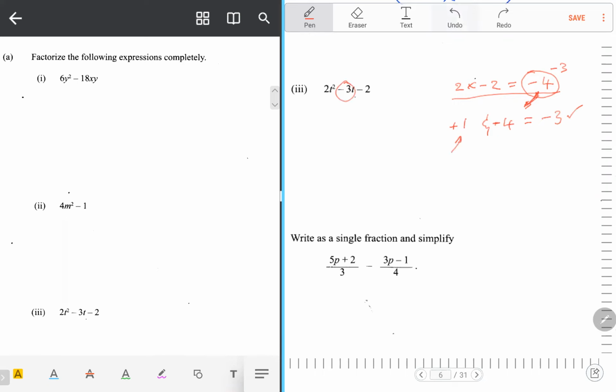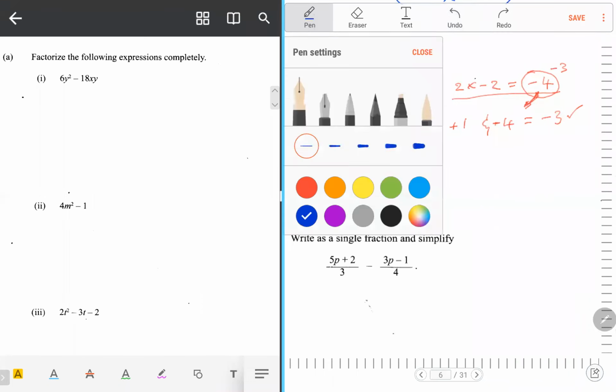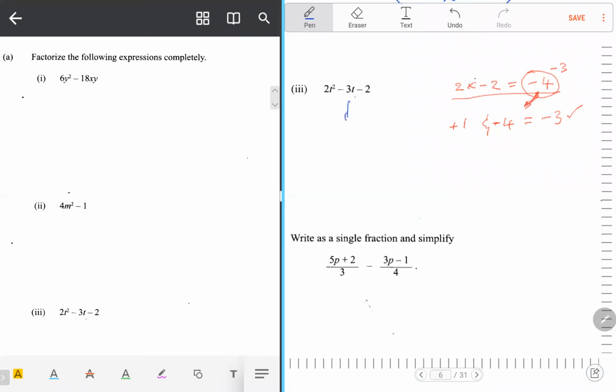All right, so that's what this information tells us. So let's go back to the blue. We're going to split this now. When we split this, we're going to get 2t squared plus 1t minus 4t minus 2. That's what you get. And you always check when you split the middle term to ensure that you get back the same thing in the middle. So the 1t minus the 4t would give you back the minus 3t, so you know that everything is all right.